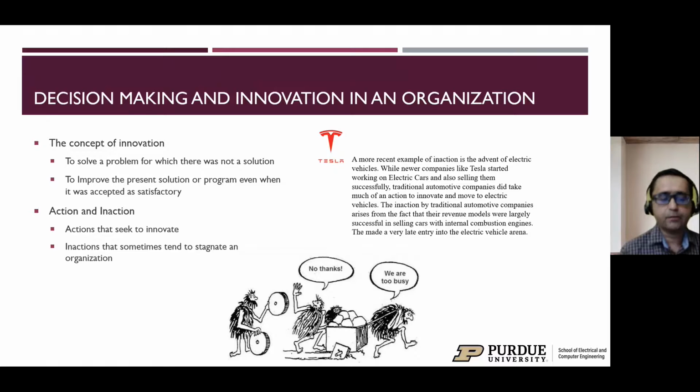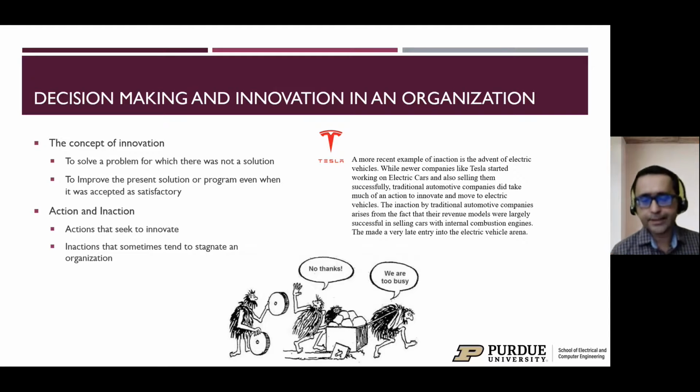So innovation can be of two types. One, you are trying to solve a problem for which you don't have a solution. It's basically a new problem that you have encountered. Or it could be a way to improve the present solution or problem, even when it was accepted as satisfactory.